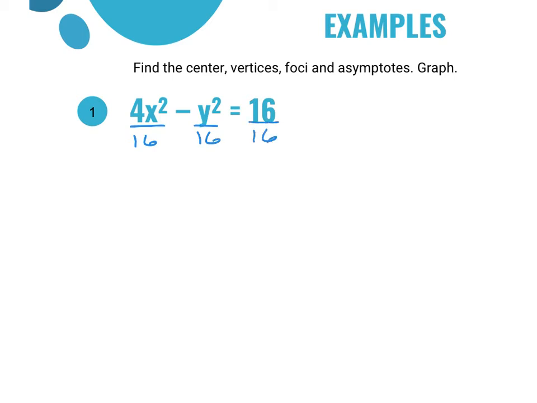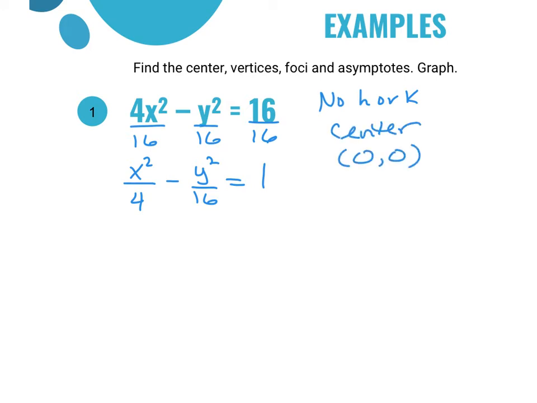So the first fraction, 4 over 16, is going to simplify to 1/4. Then the next one, nothing to simplify. So let me just rewrite it. And then finally, 16 divided by 16 is 1. Now, notice nothing is being added or subtracted to the x squared, y squared. So I know there's no h, k here. So because there's no h or k, my center is at the origin here. And that was the first thing it asked me to find.